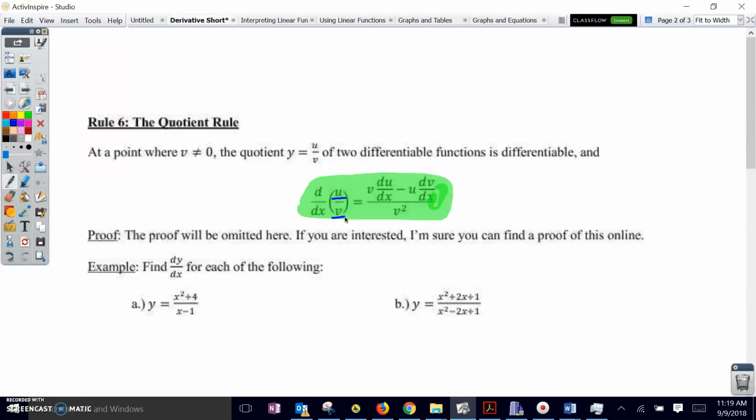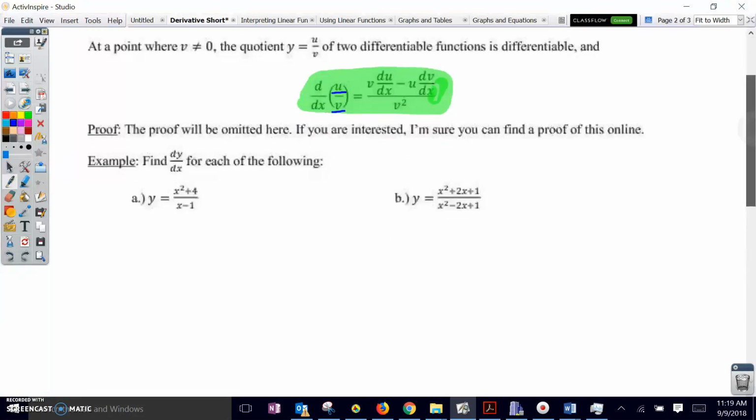I didn't put the proof in here. If you're interested in looking at the proof, you can look up quotient rule proof online, and I'm sure you can find many examples of the proof of the quotient rule. You can also look up quotient rule poems to find other ways that people remember the quotient rule. Me, I never really felt like I needed a mnemonic device for this. I always just thought of it as v du minus u dv all over v squared. And that worked for me when I was a calculus student.